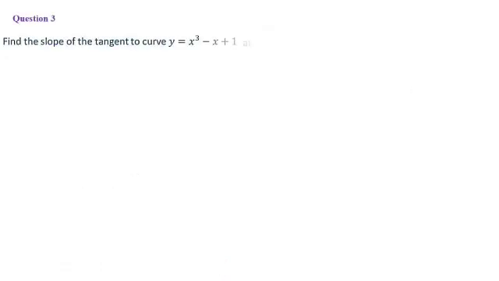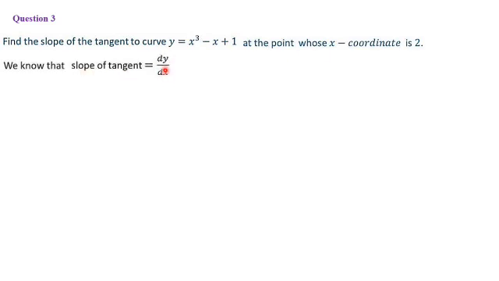Move on to the third question. Find the slope of the tangent to the curve y is equal to x cube minus x plus 1 at the point whose x coordinate is 2. So the x value is given. X coordinate means x value. X is 2 here. As we know, the slope of the tangent means we have to take the derivative of the given function. So dy by dx means d by dx of this one. This step is not necessary actually, it is written just for understanding purpose. We can write the derivative directly from here.